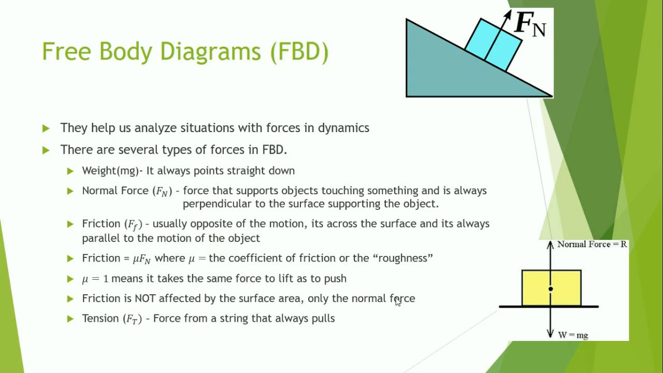Tension is a force from a string that always pulls. In most problems, if there are two objects, usually there's a string attached. Tension always pulls away from the two objects. If we have a block, a string, and a block, and the string is tense, the string tries to pull both boxes in. Tension can never push because you can never really push with a string. So tension always pulls away from the object, and it's usually denoted by a string.